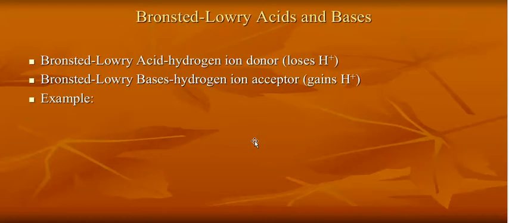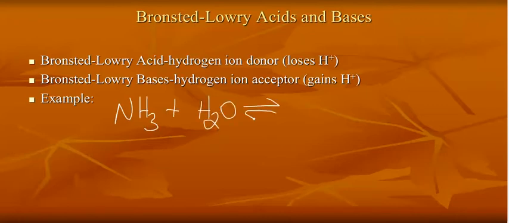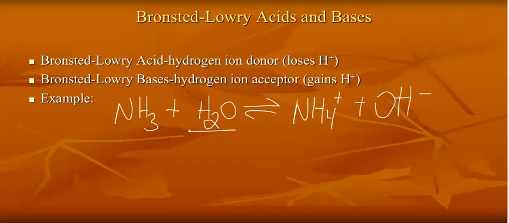The second acid-base definition is Bronsted-Lowry. Acids lose a hydrogen, bases gain a hydrogen in the course of a reaction. So for example, NH3 plus water, forming NH4+ and OH-. Okay, acids lose a hydrogen. Notice how water goes from H2O to OH. Water loses a hydrogen. So in this case, water is an acid. NH3 goes from NH3 to NH4. In that process, it gains a hydrogen, so NH3 is the base.